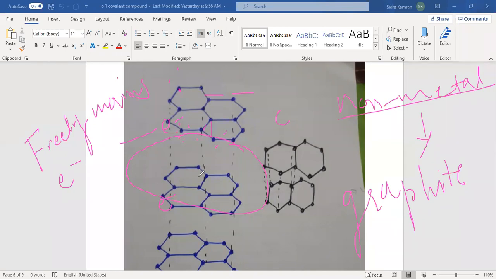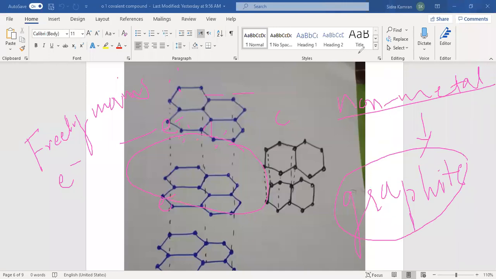Diamond does not conduct electricity. Sand does not conduct electricity. Ammonia does not conduct electricity. And many other covalent compounds do not conduct electricity because of their non-metallic nature. But graphite conducts electricity because of freely moving electrons between the layers of carbon.